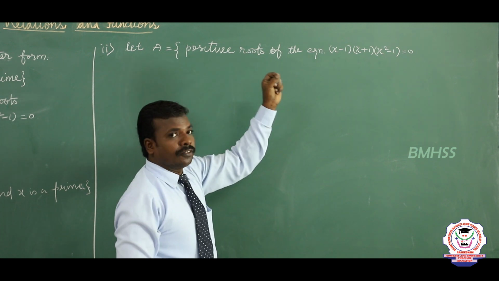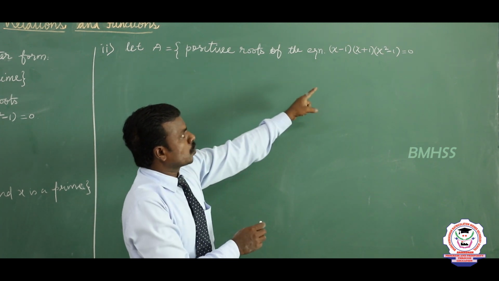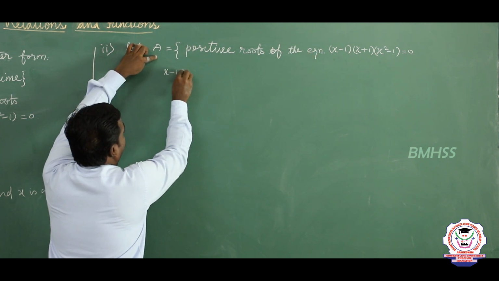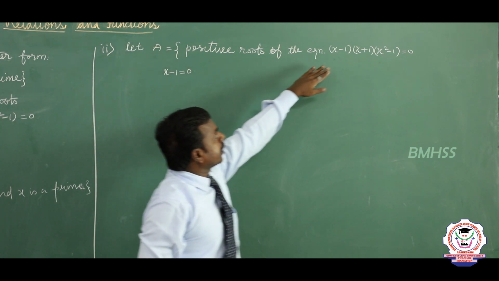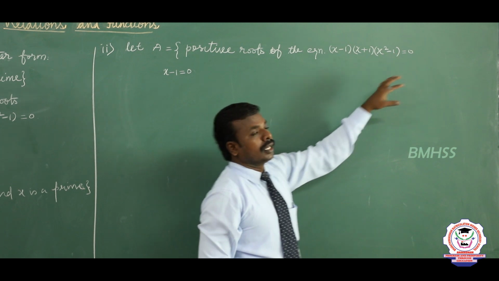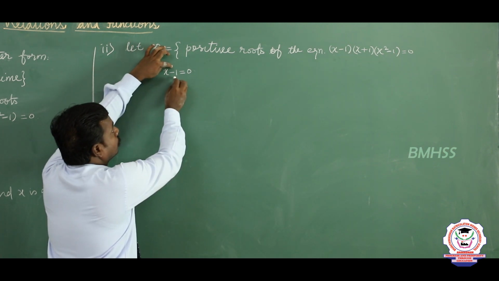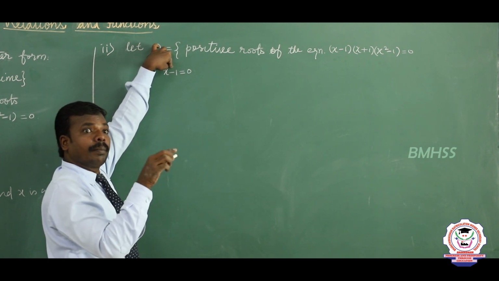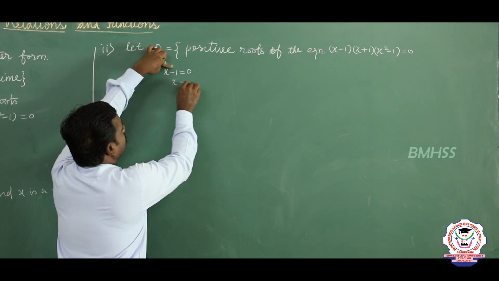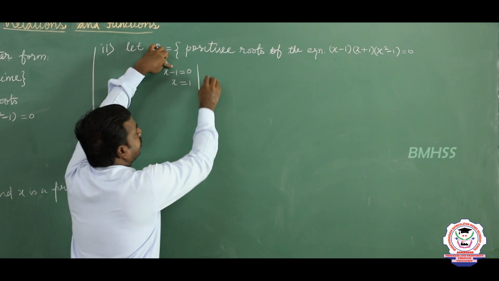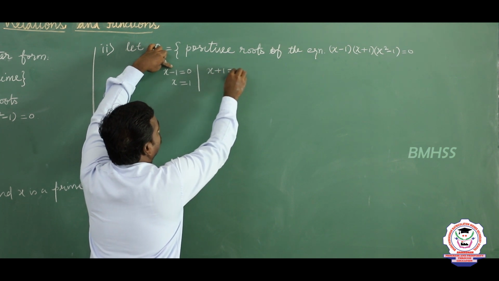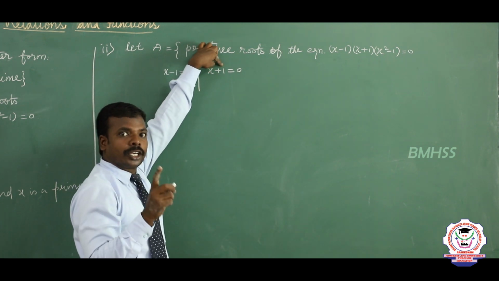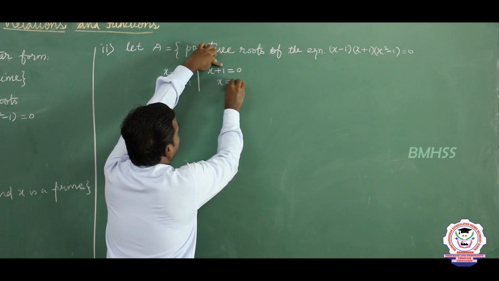From this I am going to consider the first factor. The first factor x minus 1 equal to 0. If you take minus 1 to the right hand side, minus 1 will change to plus 1. So the value of x equals plus 1. The second factor is x plus 1 equal to 0. If you take plus 1 to the right side, it changes to minus 1. Do you understand? So x equals minus 1.